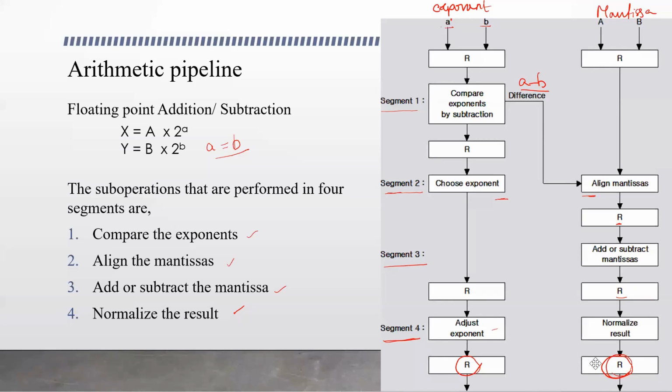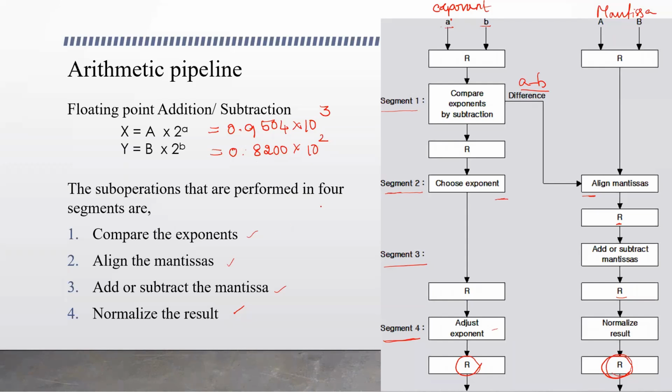So let's take an example. Let's say x is 0.9504 into 10 power 3, and y is 0.8200 into 10 power 2. So the two numbers we have taken here are x and y. X is 0.9504 into 10 power 3 and y is 0.8200 into 10 power 2.